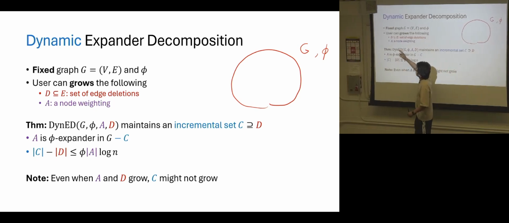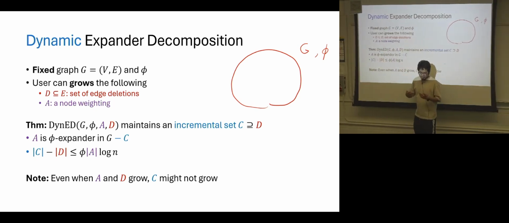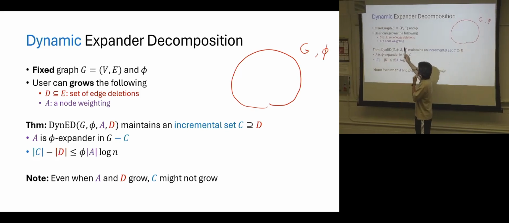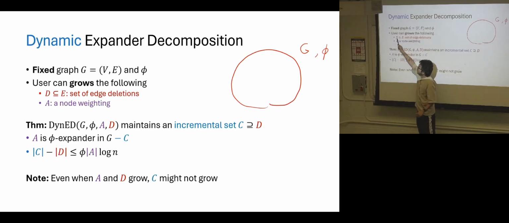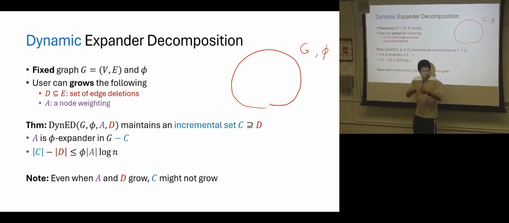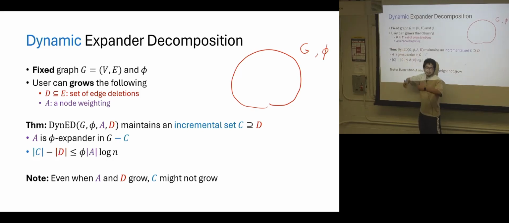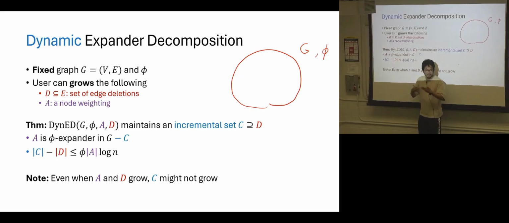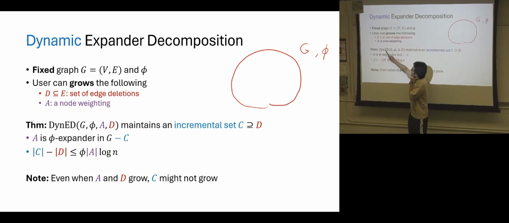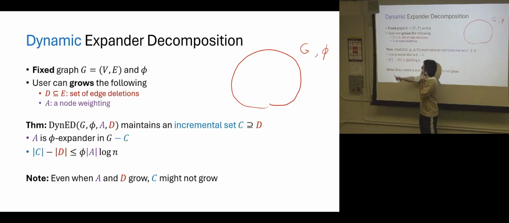There is a user, and this user can update the input somehow. What can the user update? There are two things. The set D. You should think of this set D as for deletion, the edge set that the user keeps deleting. This set can grow, so it means that more and more edges get deleted one at a time. And also there is this node weighting A.